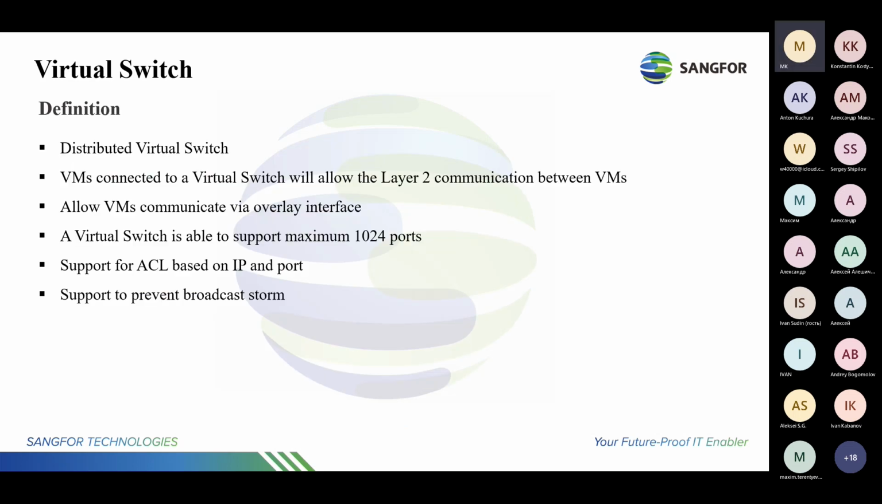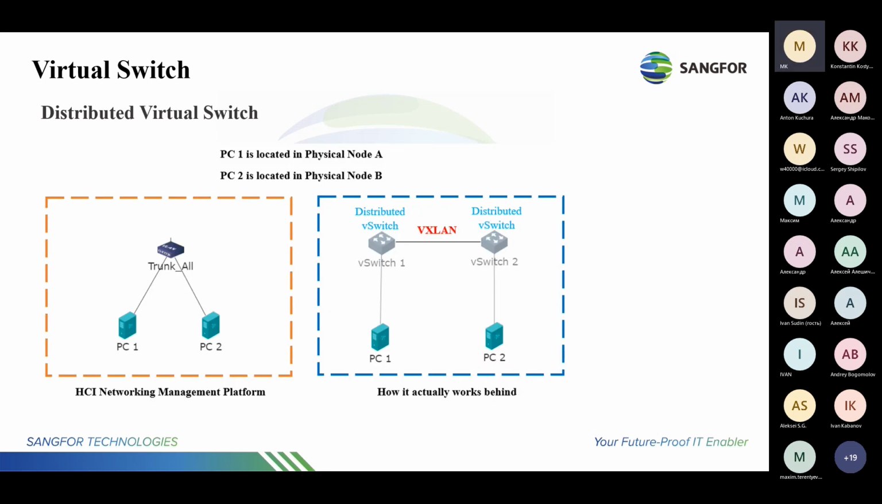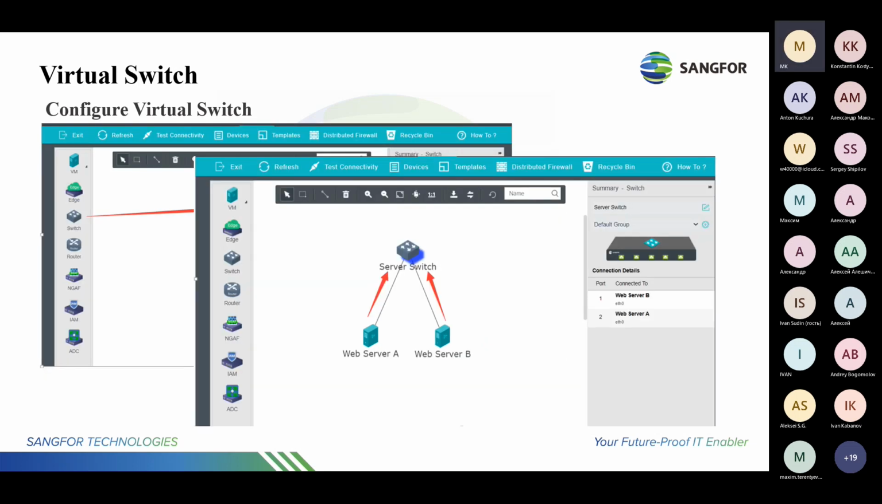Okay, and then coming to the switch. This is the virtual switch. Apart from providing VM communication over layer 2, it is also responsible for providing ACLs or micro segmentation for the virtual machines. I believe we explained this earlier. So it's a layer 2 switch.